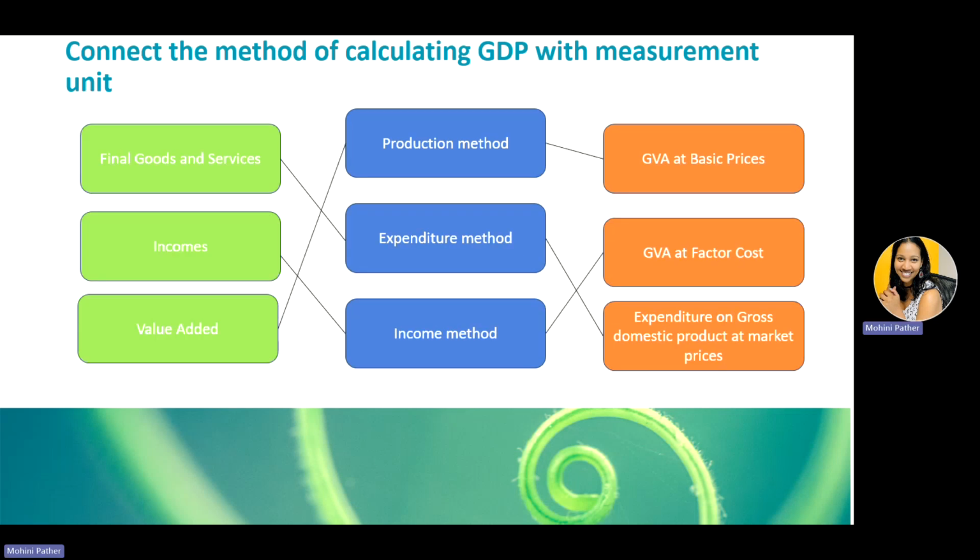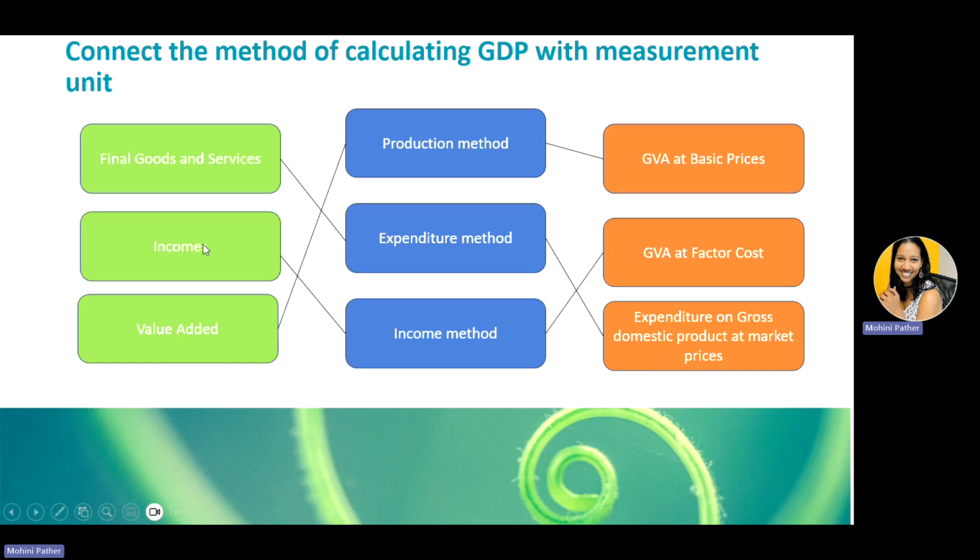Okay, so you can see here that there are many different ways to connect these. Final goods and services is obviously going to be related to the expenditure method. Why? We're only looking at what the consumer spends. Then you're looking at expenditure on the GDP at market prices.